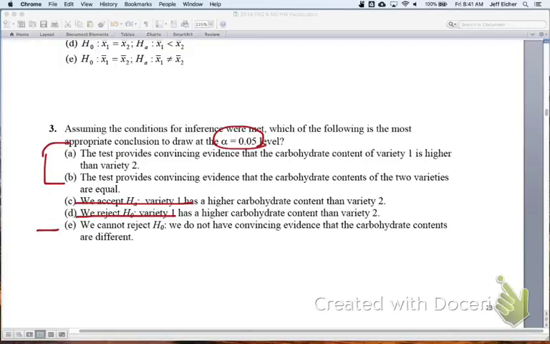So you can chat with your neighbor if you liked A or B, but at least my quick reading, E looked pretty good. But go ahead and chat about that.